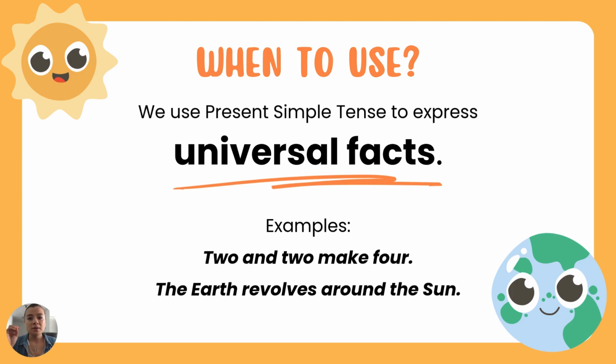One that is the most common one is to talk about universal facts. What are universal facts? For example, we can talk about the different temperatures. Also, we can talk about how the earth goes around the sun and stuff like that. Here we have an example: 2 and 2 make 4, the earth revolves around the sun. So those are universal facts.